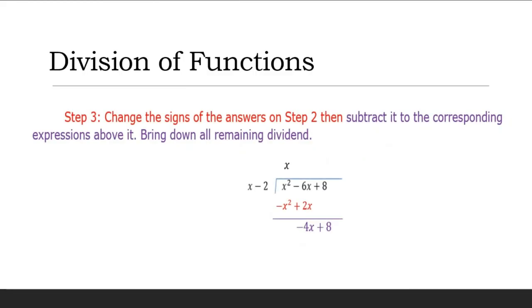Next, change the sign of the answers on the previous step. For x squared, it will become negative x squared, and negative 2x will change to positive 2x. After that, subtract it to the corresponding expressions above it. X squared minus x squared is 0, so no need to write it. 6x minus 2x is 4x, then bring down plus 8.